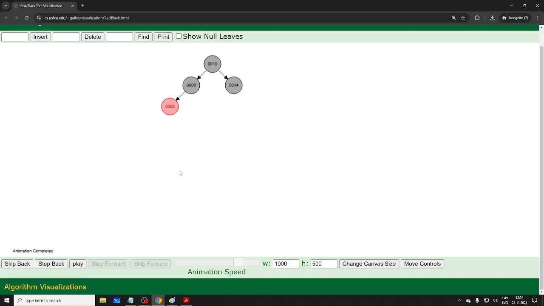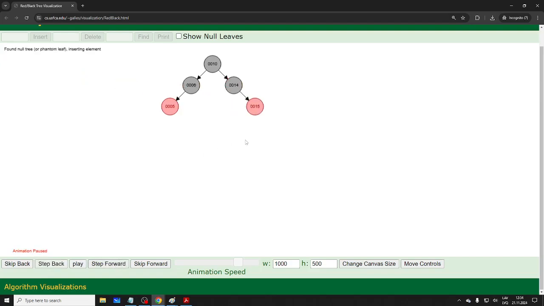Give me a number. 15. Okay, so it's gonna go here, right? So what color is it gonna be? By default we start with red, because let's hope it stays red, because then you don't have to do anything. Let's insert 15. And I'm predicting it's going to stay red, right? Because it does not break anything.